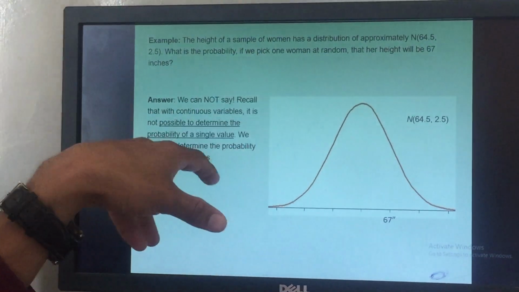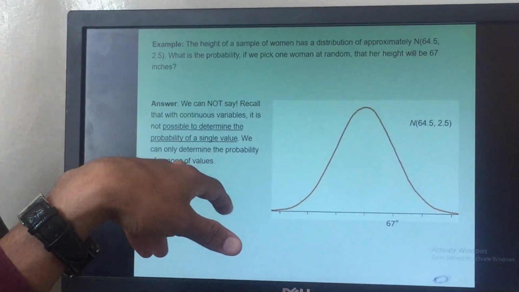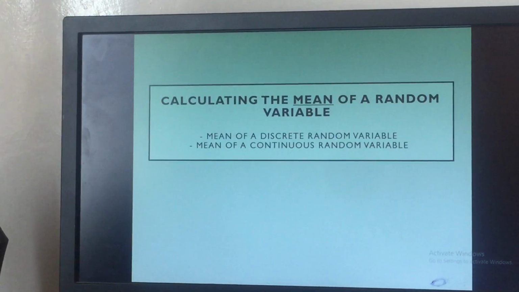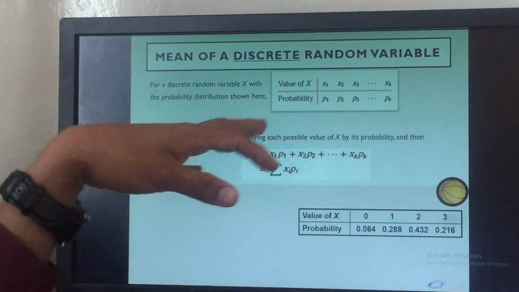Should not be a single value. We can only determine the probability of a range of values, not a single value. So how do we calculate the mean of a random variable?